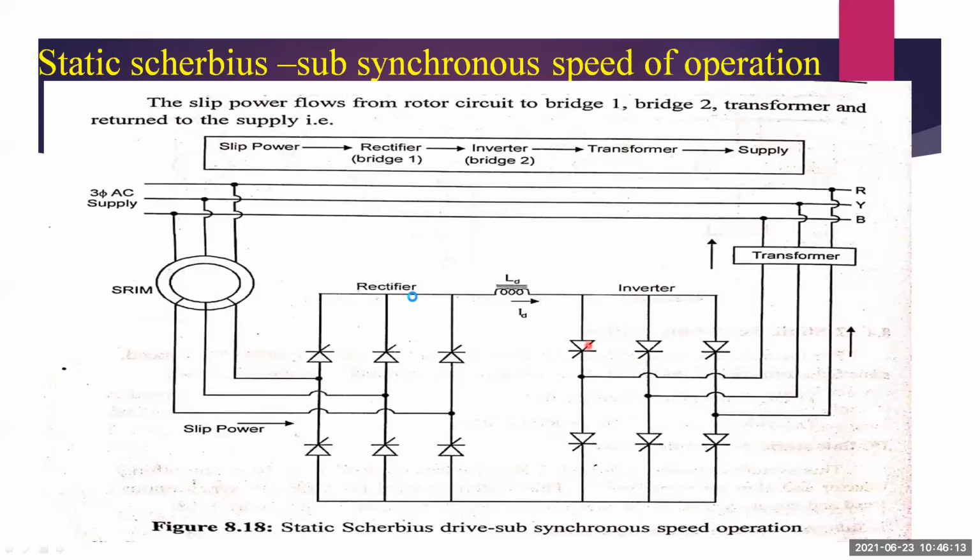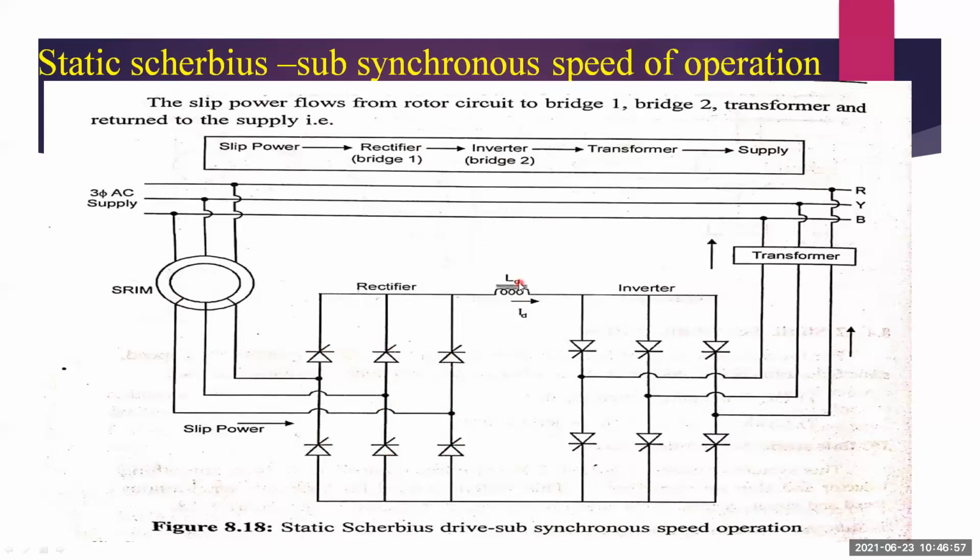This static Scherbius drive is the same as the Kramer drive. The R-Y-B three-phase supply is fed to the stator of the slip ring induction motor, and the slip power is collected from the rotor circuit and given to the rectifier. These are thyristors, forming a three-phase full wave bridge controlled rectifier. The output voltage can be controlled by changing the firing angle, which must be less than 90 degrees.